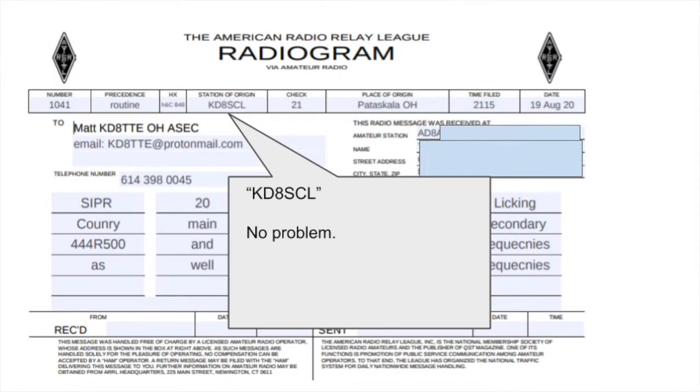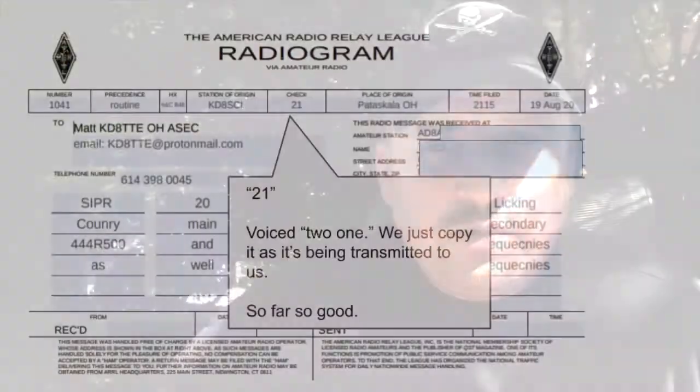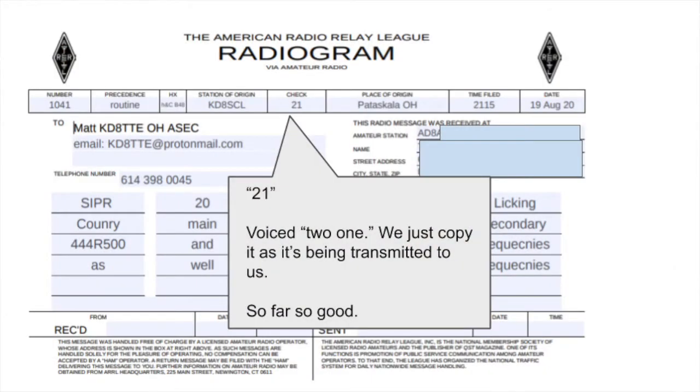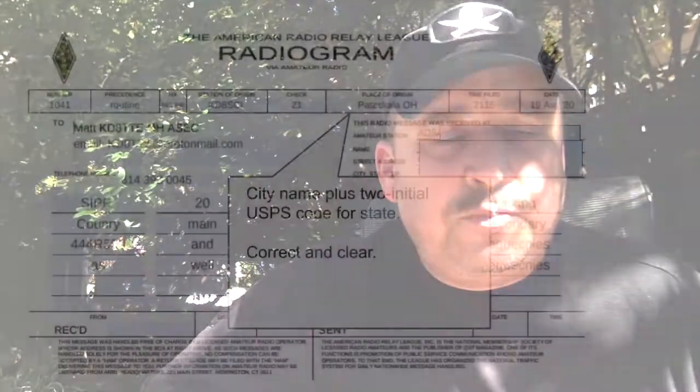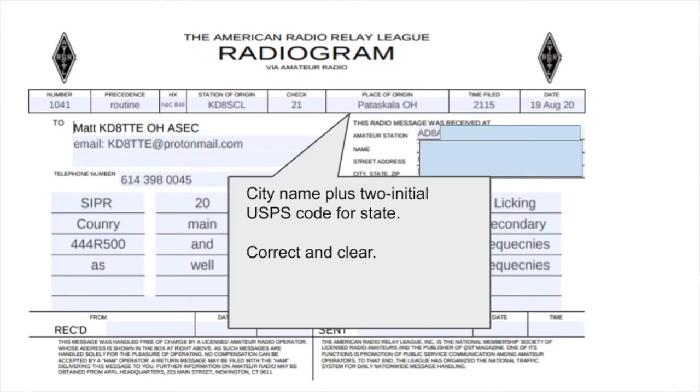Kilo Delta 8, Sierra Charlie Lima is our station of origin, no problem there. Now we take a look at our check, and check is going to be 21. This is voiced as 2-1. So the receiving station is just going to be copying it as it's transmitted to us, no problem. We write down 2-1. The place of origin is good. We see the city and state written out correctly. Pataskala, the city name, OH, the standard U.S. Postal Service abbreviation for the state. It is correct. It is clear.